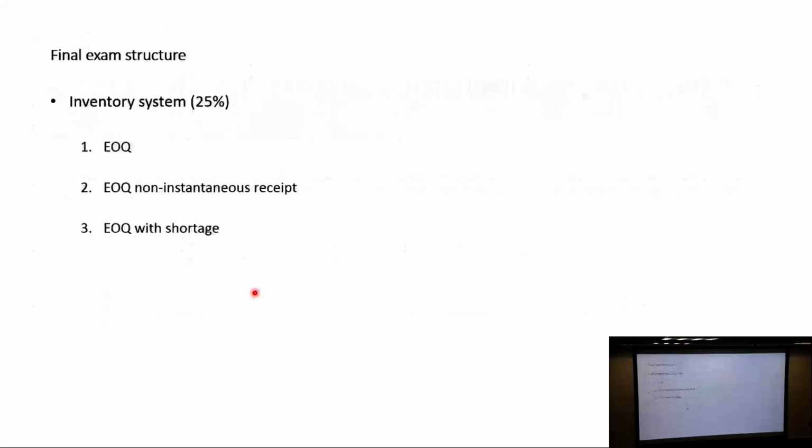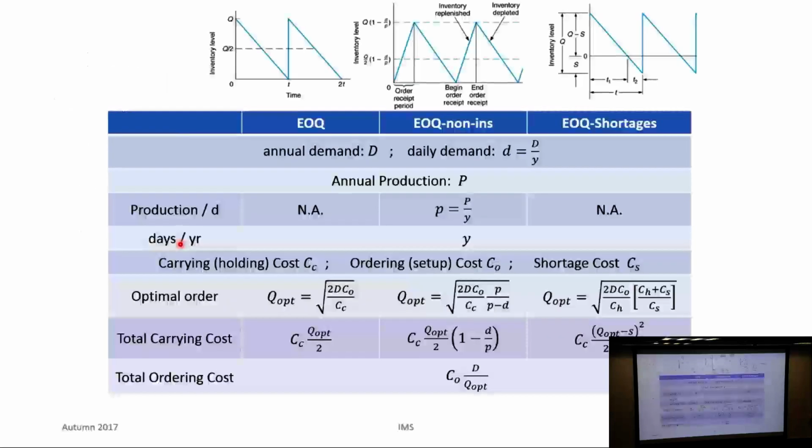Okay, so the last part, inventory systems. We have discussed EOQ, EOQ with non-instantaneous receipt, and EOQ with shortage. I believe you've seen this many times. Identifying which equation or which model we should use in production is one crucial thing. If you see some production numbers in your questions, in most cases you have to consider non-instantaneous receipt, because you have to consider your production.